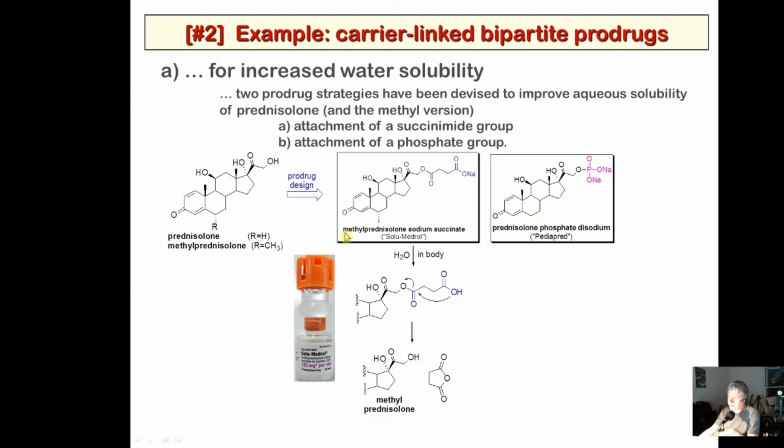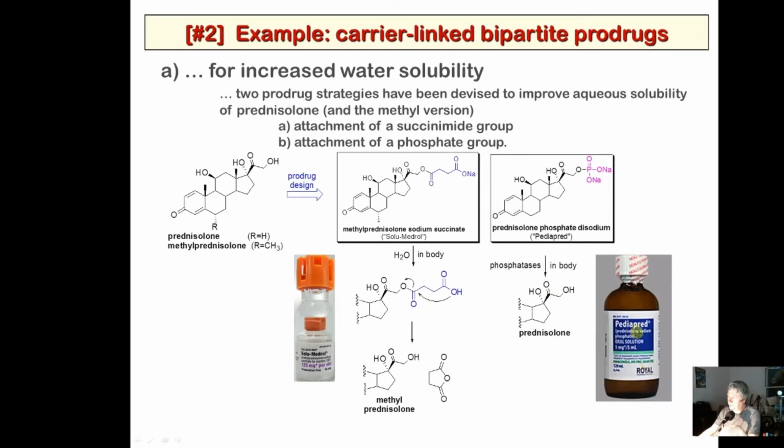This is, rather than methylprednisolone, normal prednisolone, so there's no methyl there. And this is a phosphate form. They just basically attach a phosphate, it's the disodium salt, and then this is totally aqueous soluble. But then phosphatase enzymes in the body would cleave it to make the active pharmaceutical. So these are both kind of cool ways to deal with the solubility issue of prednisolone.